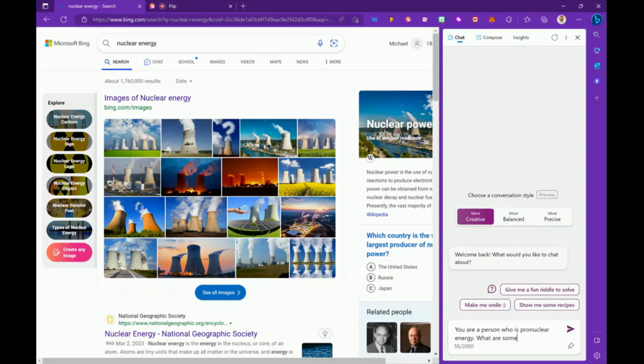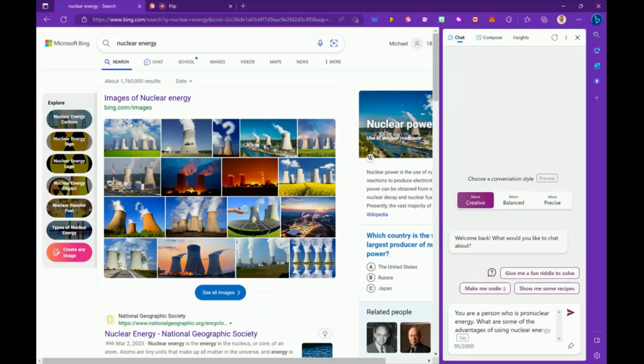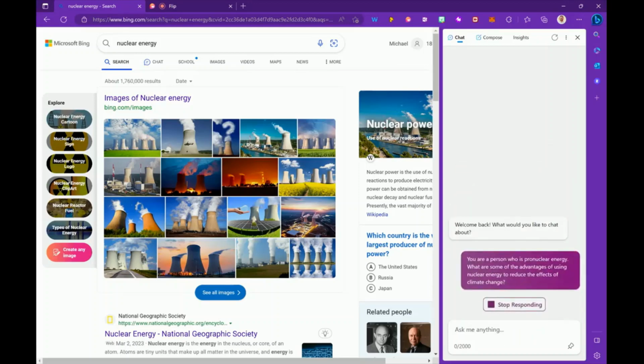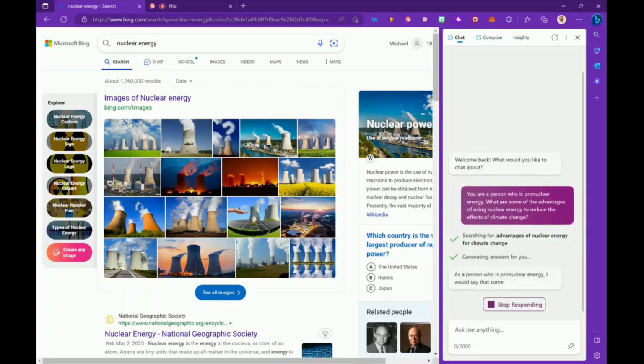What are some of the advantages of using nuclear energy to reduce effects of climate change? Okay, so it's going to start thinking about this, search the internet for the advantages of nuclear energy for climate change. Okay, and then it's going to create a response.